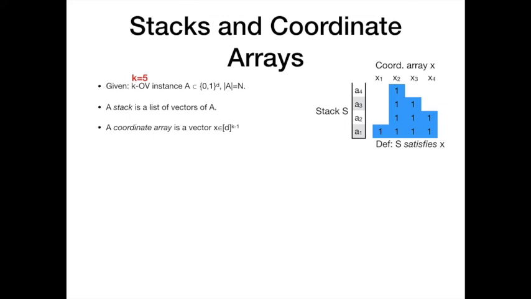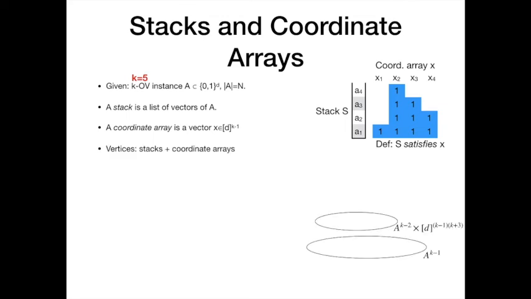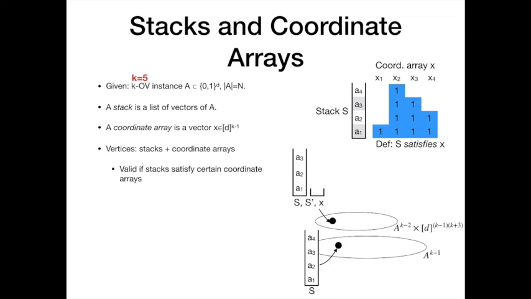So with these definitions, we can define our graph. The vertices are configurations of stacks and coordinate arrays. So here's a vertex with 1 stack. Here's a vertex with 2 stacks and 1 coordinate array. And we define what it means for a vertex to be valid. It's valid if certain stacks satisfy certain coordinate arrays. It's too technical to define here, but this is roughly the idea.